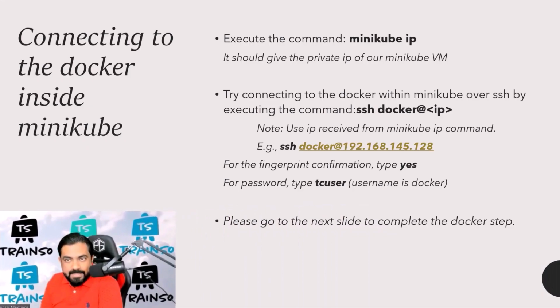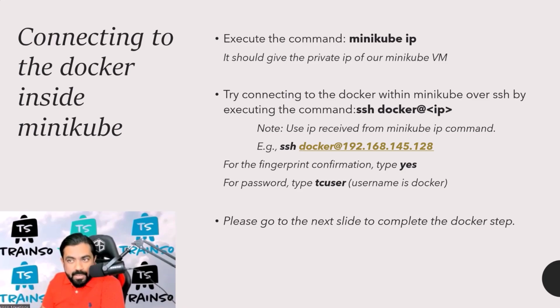Once you have set up a cluster, try running minikube ip. It should give the private IP of our Minikube VM. You can try connecting to this Minikube VM. A Kubernetes solution such as Minikube will have a container runtime inside, and it could be Docker or something else also. So Docker is the default one here.